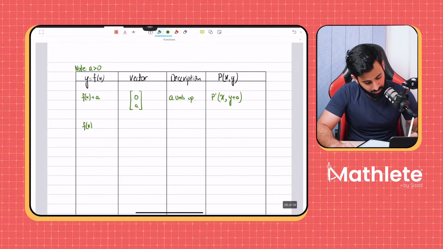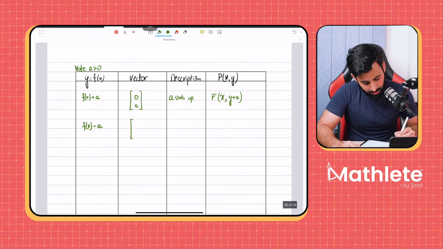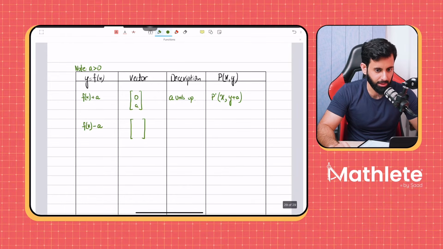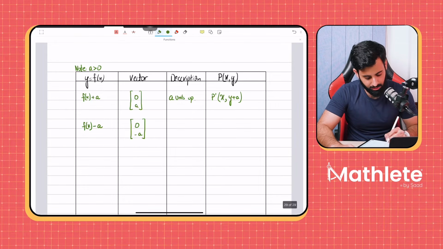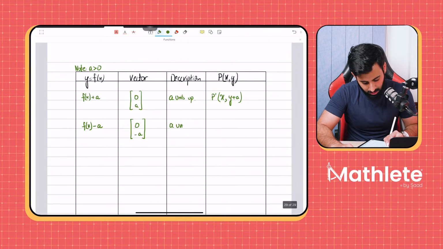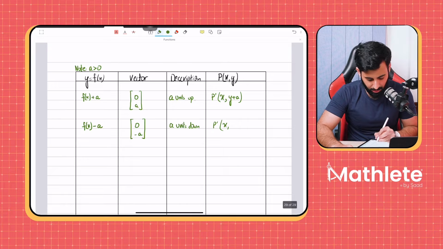Now, can you guys do the same for y equals f of x minus a? Can you tell me what the vector will look like? Can you describe it? And can you tell me the translated point? Let's start with the vector. Who can tell me what the vector will look like? (0, minus a), good job. And the description, where does it go? A units down, good job. And what about the translated point? (x, y minus a), good job.